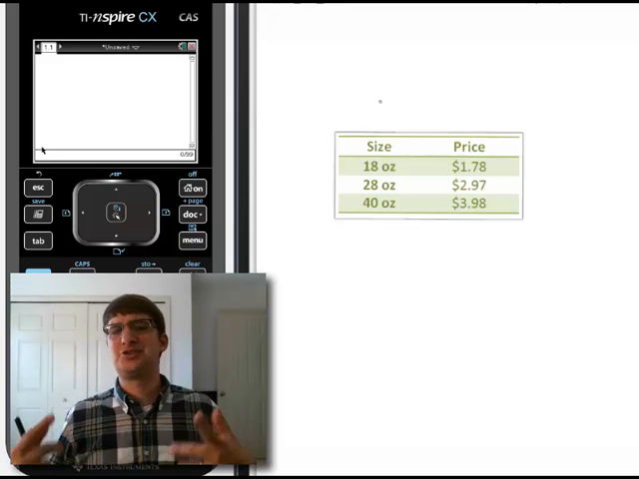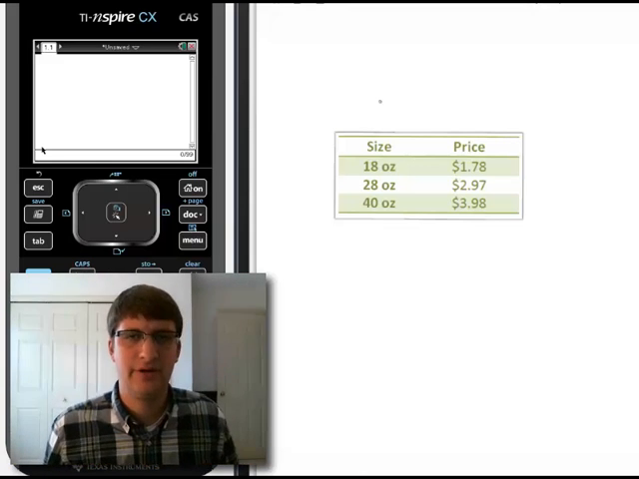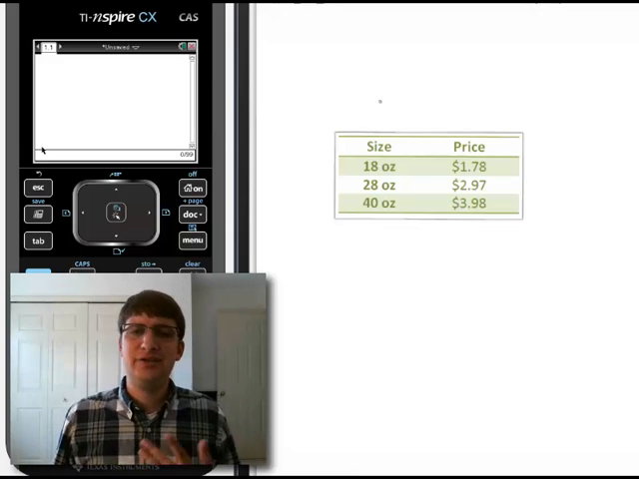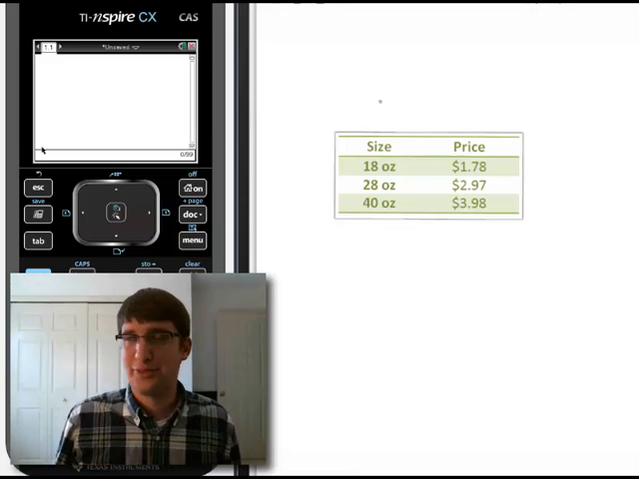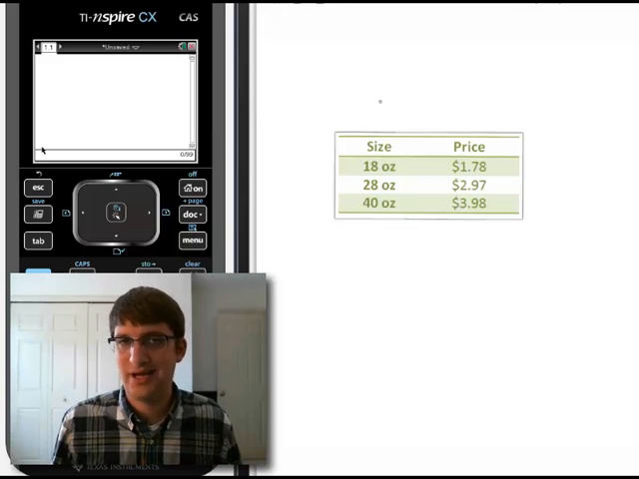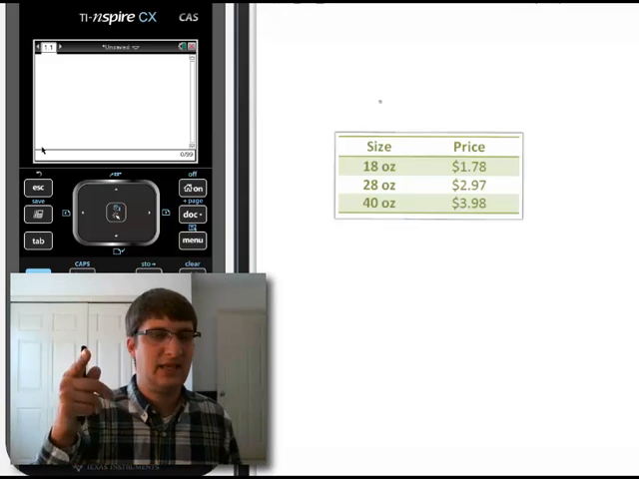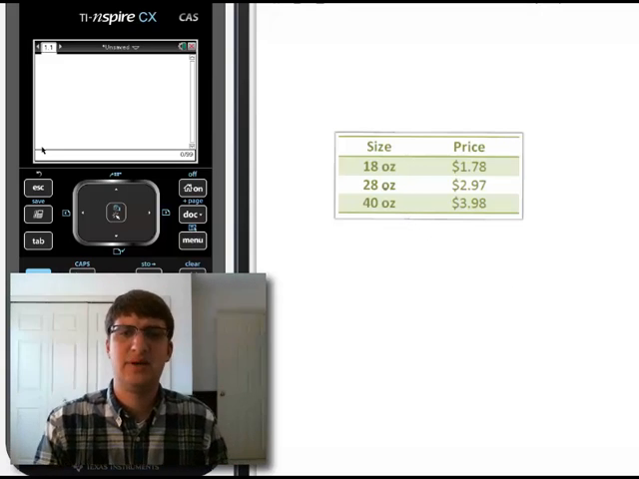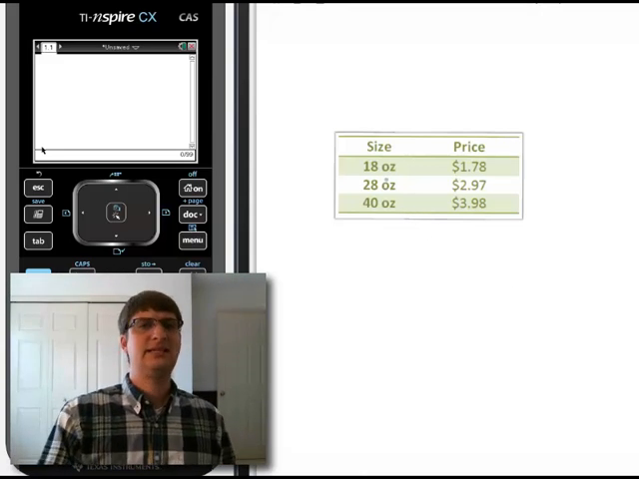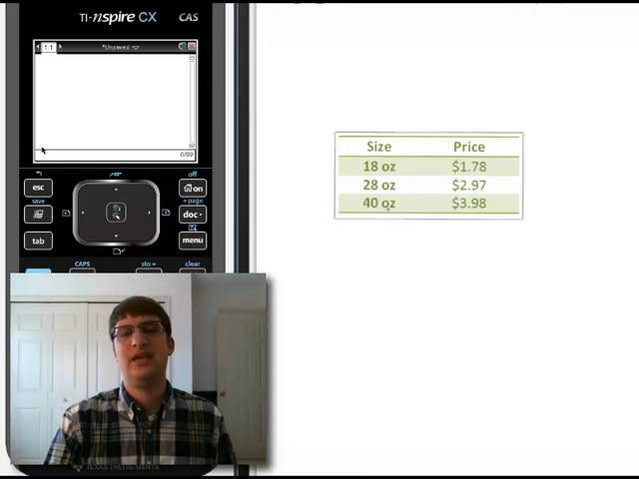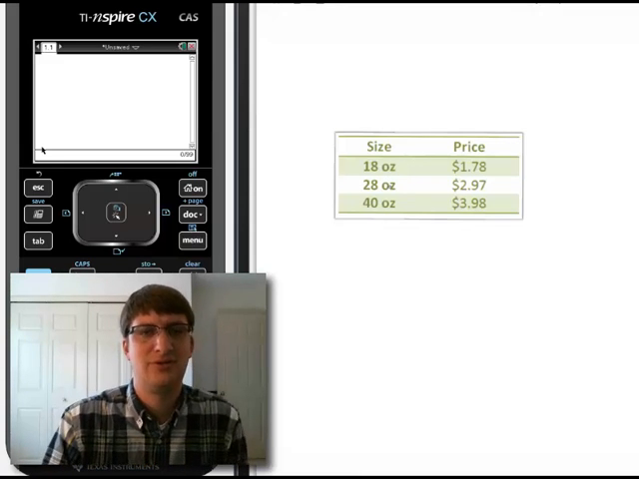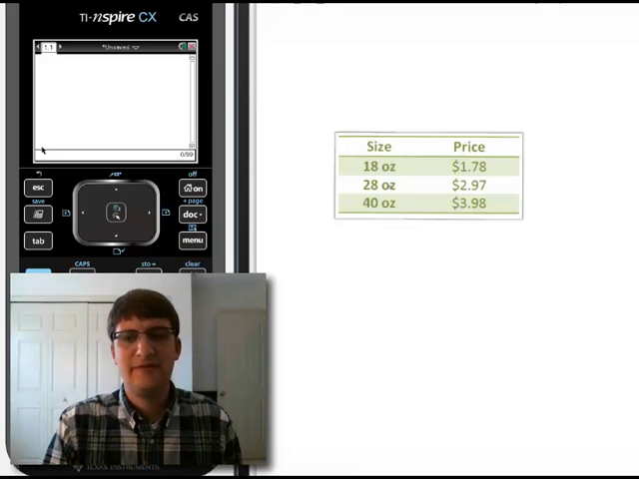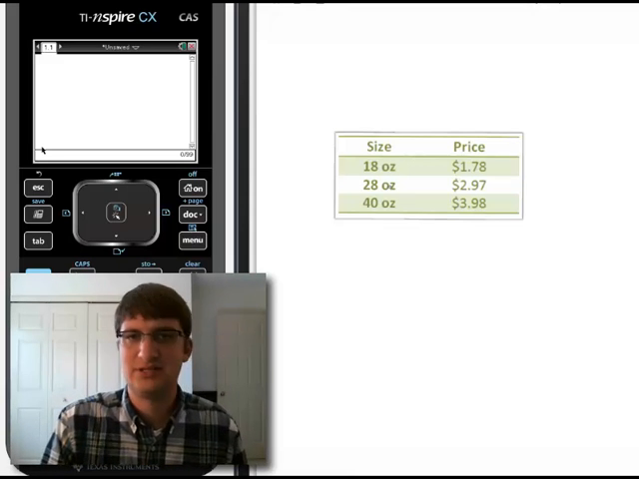So you're walking in a supermarket and you're looking for peanut butter, and you see that there are a plethora of options on the shelf, and you notice there's three that you kind of fancy. Let's look at this scenario. You have three sizes of this peanut butter that you want to buy. There's an 18-ounce jar that's worth $1.78, a 20-ounce jar worth $2.97, and a 40-ounce jar which is $3.98.